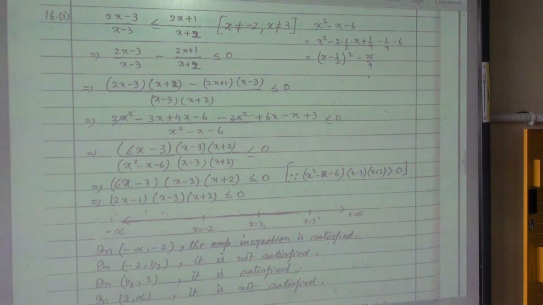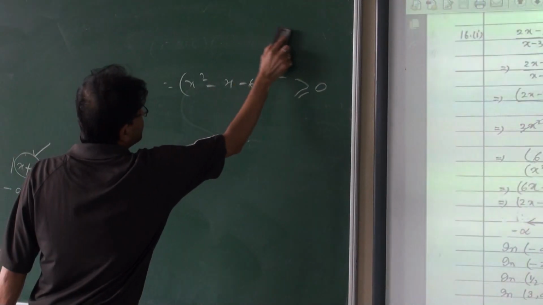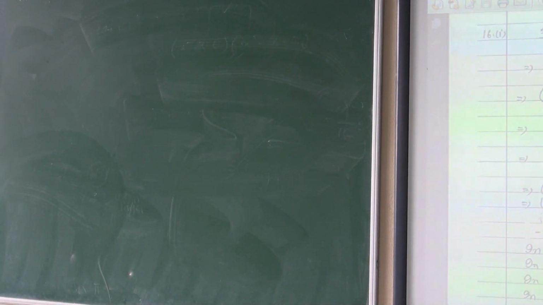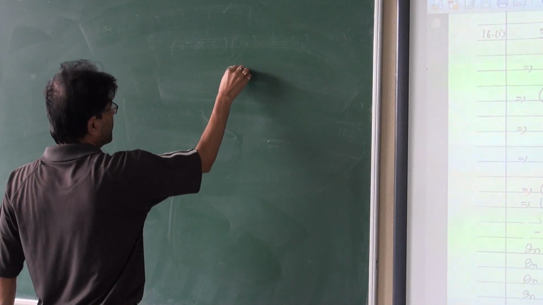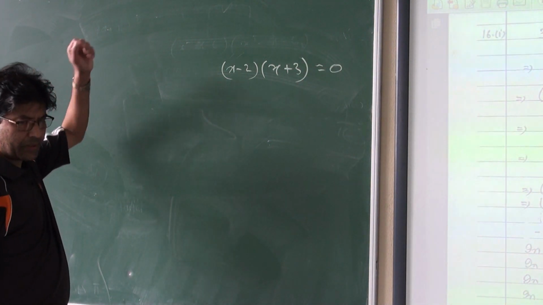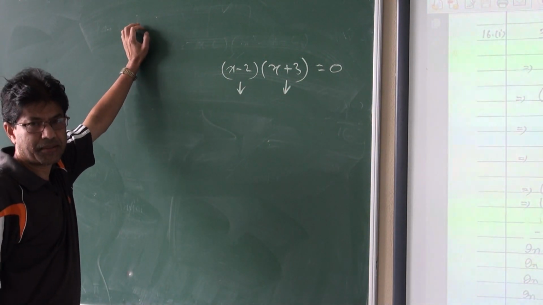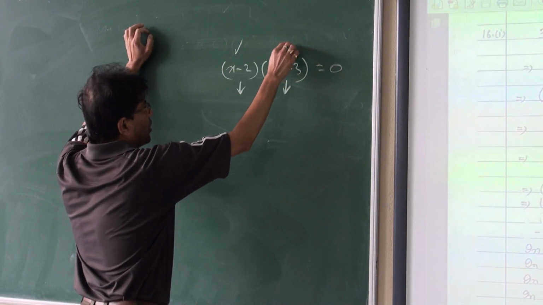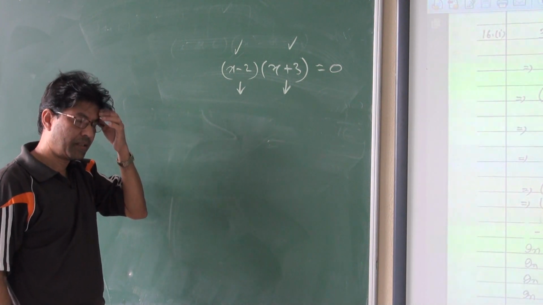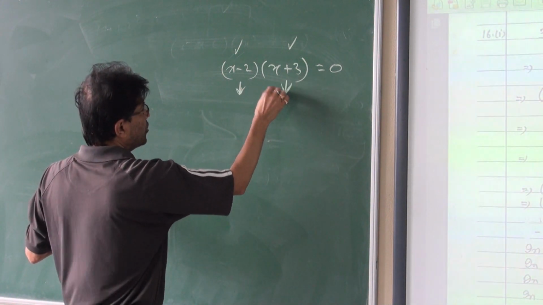Now somebody asked me once, why are these 0? Suppose (x minus 2) into (x plus 3) is equal to 0. If this is not 0, and this is not 0, can the product be 0? No chance. To be 0, either this has to be 0 or this has to be 0, or both 0. These are the possibilities. When the product of two quantities is 0, at least one of them has to be 0. So either this 0 or this 0, or can be both 0.